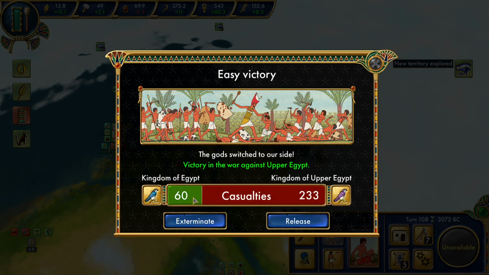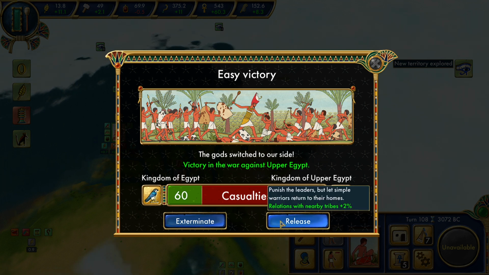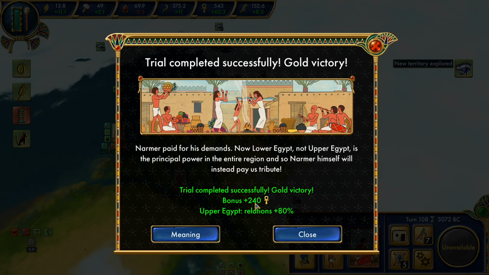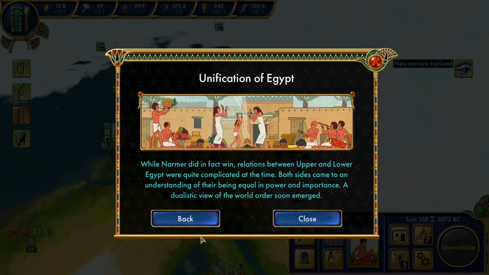Okay. Well, that wasn't perfect. I mean, 60 casualties, but it definitely could have gone worse. I will take it. And we win. Definitely going to release. Gold victory plus culture. Relations back to where they were. Narmer paid for his demands and is paying tribute.